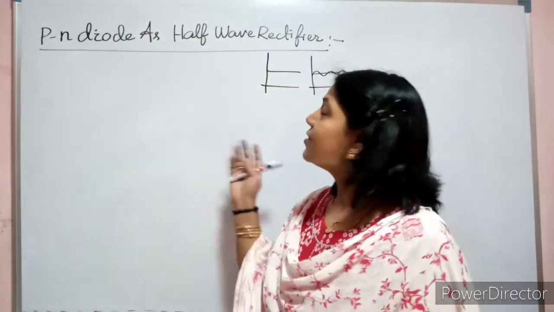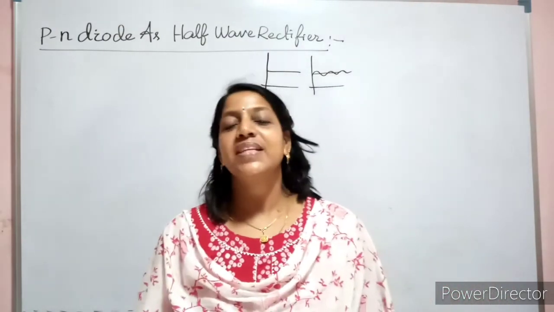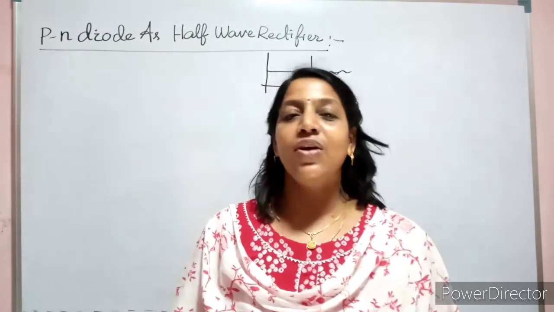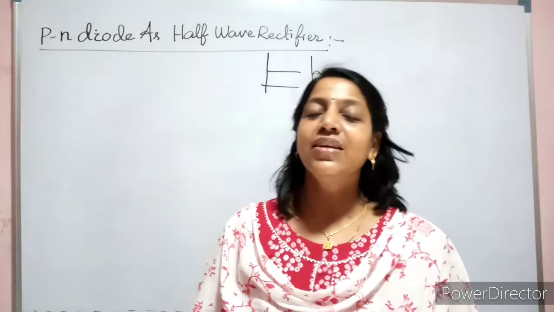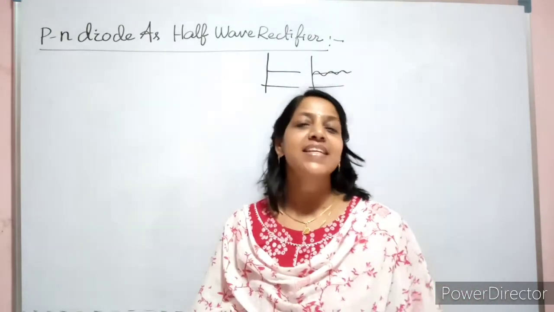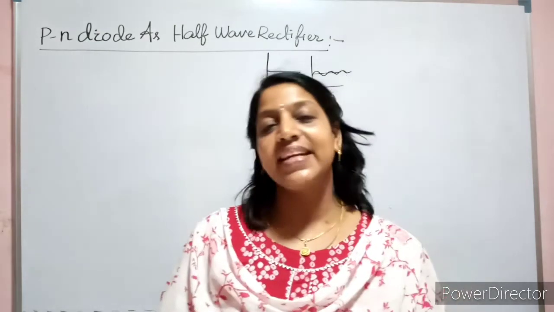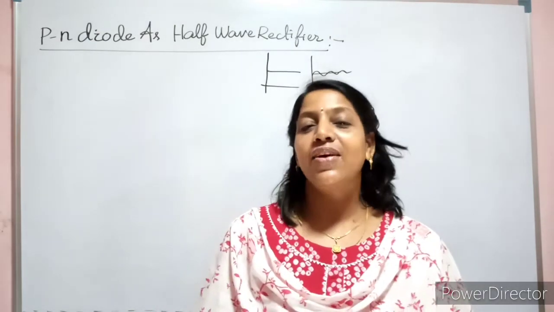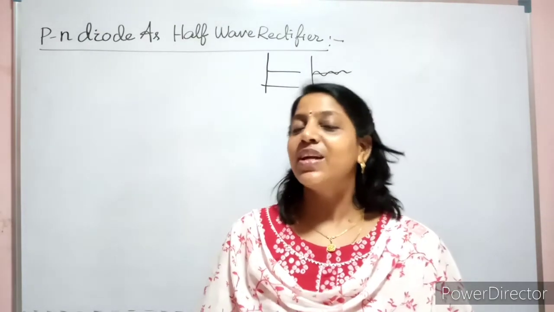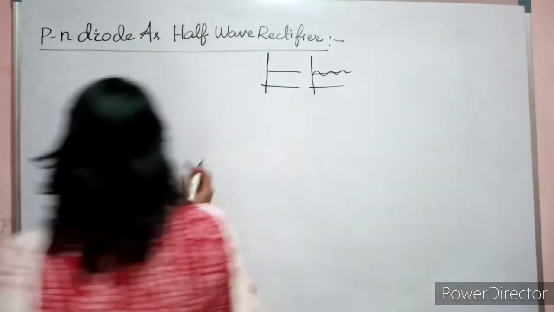Fine. There are two types of rectifiers used. One is the half wave rectifier and the other is the full wave rectifier. In the half wave rectifier we use one diode, whereas the full wave rectifier is again of two types: one is the center tapped rectifier, the other is the bridge rectifier. Let us see first how the half wave rectifier works.